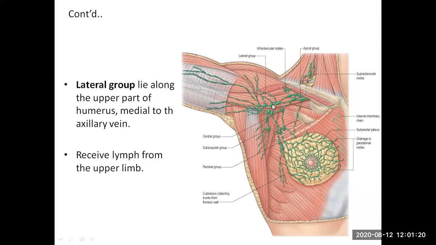Lateral group here, okay, the lateral group lies along the upper part of the humerus, medial to the axillary vein. So these vessels are medial to the axillary vein. These are the lateral group of axillary lymph nodes. They receive the lymph from the upper limb.